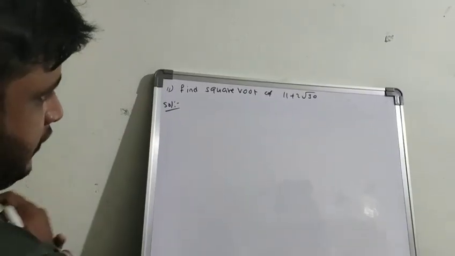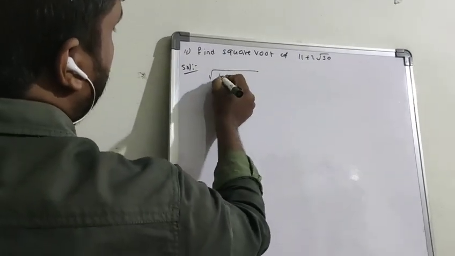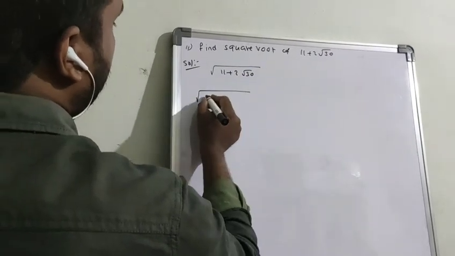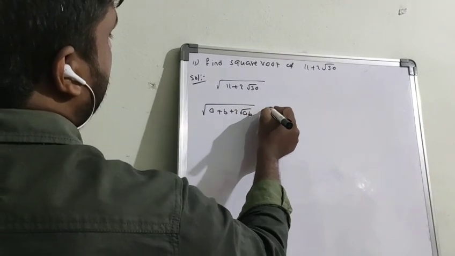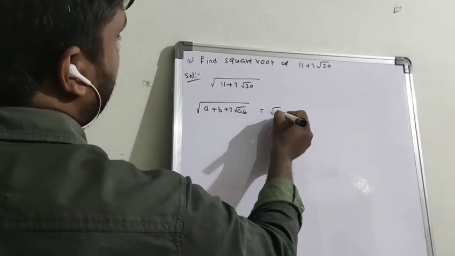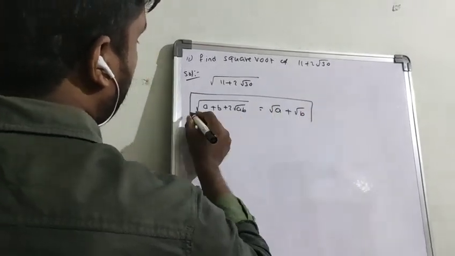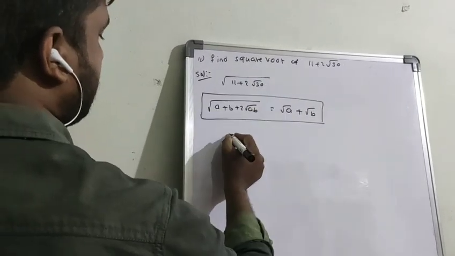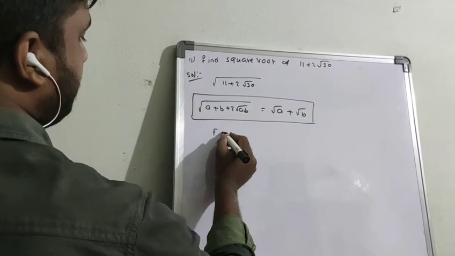So 11th question, find the square root of 11 plus 2 root 30. So we have to find the square root of 11 plus 2 root 30. But we know one formula, the square root of a plus b plus 2 root ab, then we can write as root a plus root b. So to use this formula, first we have to convert this 11 and 30. So first take the number inside, 30, and write the factors of 30.